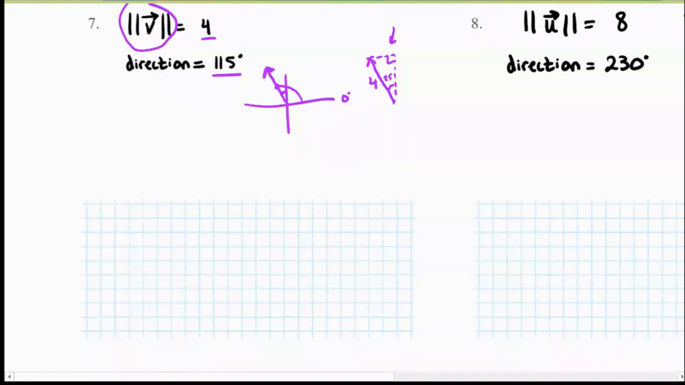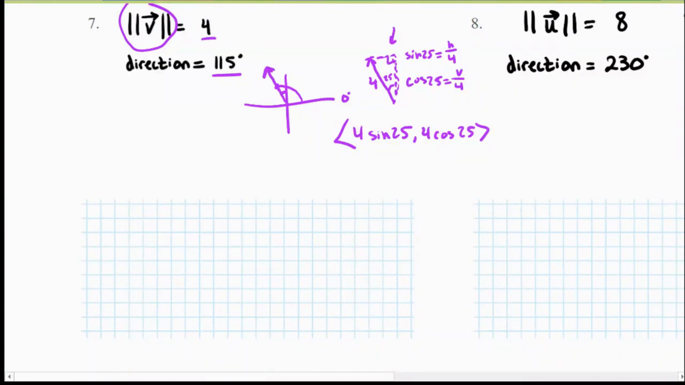I'll start with the horizontal component first. I'm saying sine of 25 is equal to the opposite, which is my horizontal component, over the hypotenuse, which is my magnitude. So my horizontal component really is just 4 times sine of 25. Same idea for the vertical component, except that I'm dealing with cosine because I want the adjacent side of the angle, 25. That's equal to the adjacent, which is my vertical, over the hypotenuse, which is 4. So 4 cosine of 25.